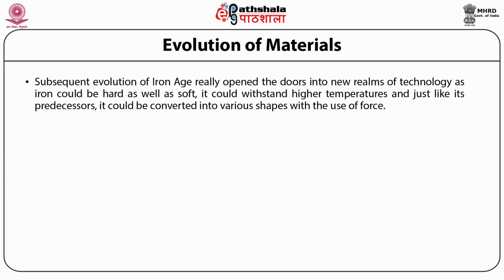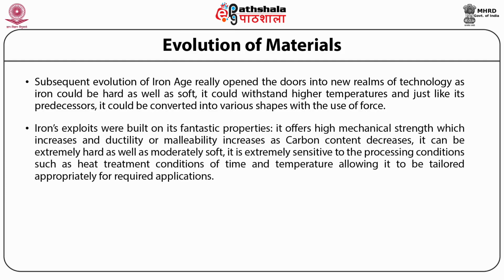It could withstand higher temperatures, and just like its predecessors, it could be converted into various shapes with the use of force. Iron's exploits were built on its fantastic properties. It offers high mechanical strength, which increases, and ductility or malleability increases as carbon content decreases. It can be extremely hard as well as moderately soft. It is extremely sensitive to the processing conditions such as heat treatment conditions of time and temperature, allowing it to be tailored appropriately for required applications.